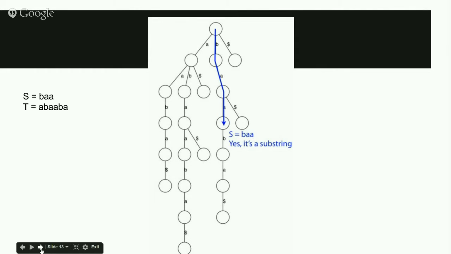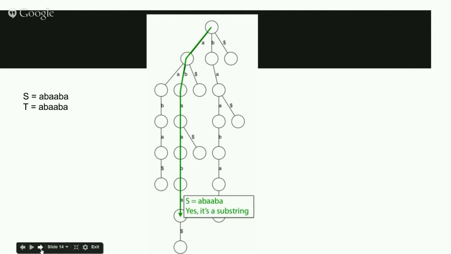Okay, next slide. And this is another longer example. You do the same thing. You start at the root. You look for the first character, which is A. You go down it. You look for the next character, which is B. Search for outgoing B edge. You find it. You go down it.